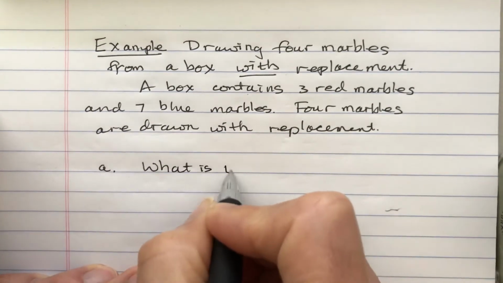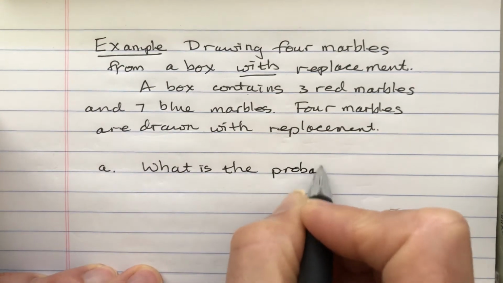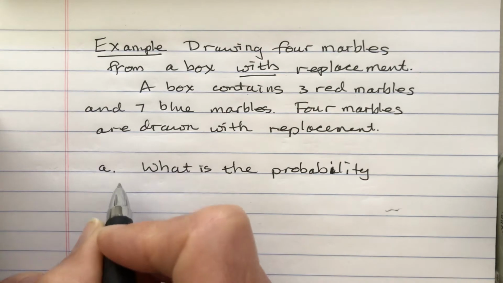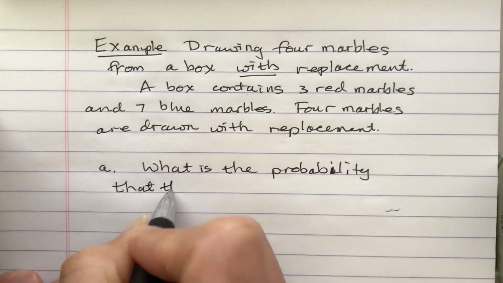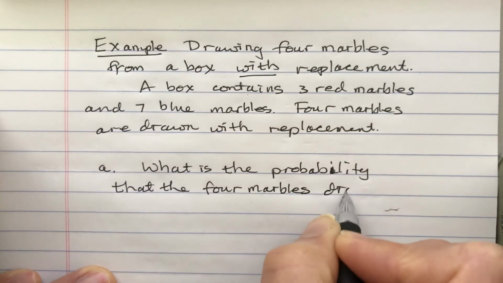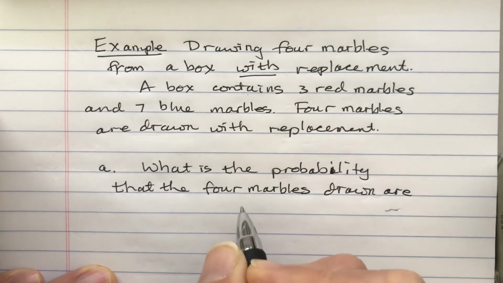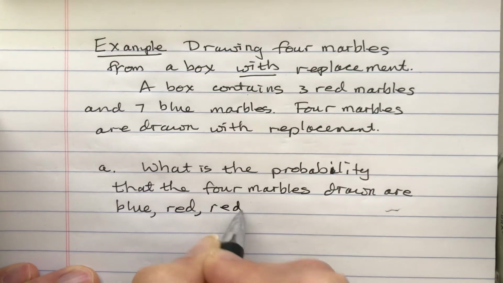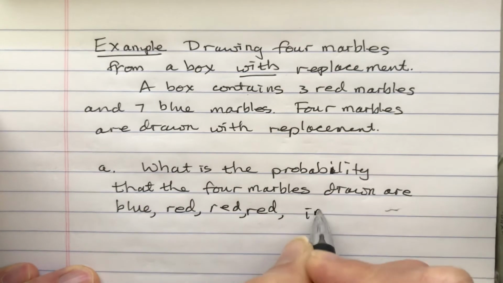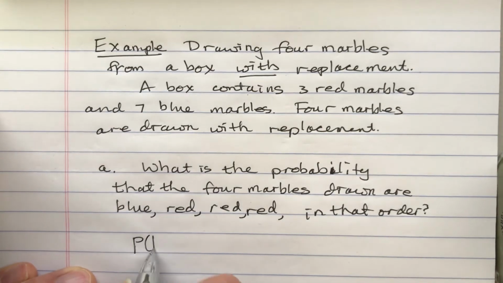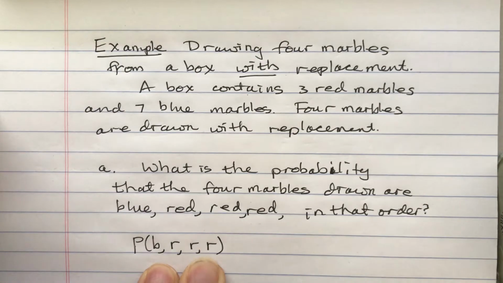What is the probability that the 4 marbles drawn are blue, red, red, red in that order? Okay, so we're looking at the probability of blue, red, red, red. Now, I don't even know whether I should put the comma there. Sometimes I do, sometimes not.